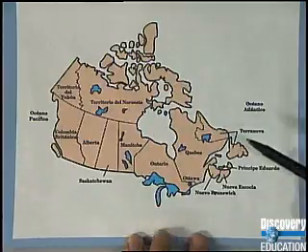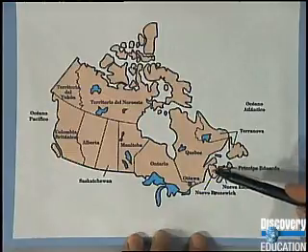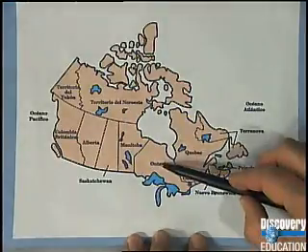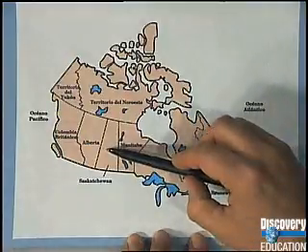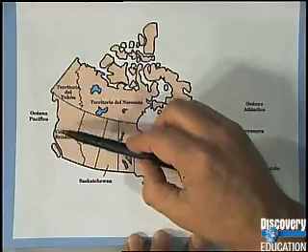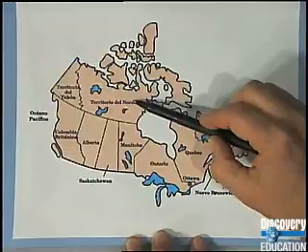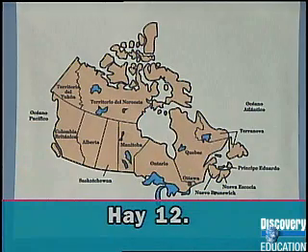1, 2, 3, 4, 5, 6, 7, 8, 9, 10, 11, 12. Hay 12 provincias y territorios en Canadá. Muy bien, you guys are doing a great job.